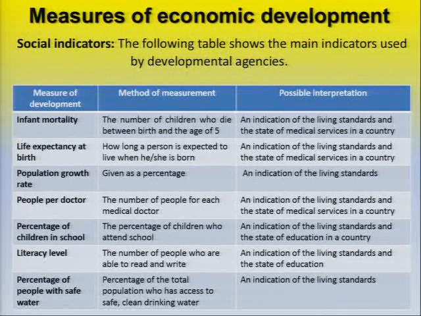First column, we've got measures of development. Second column, method of measurement. The last column, possible interpretation. Now let's look at the first one, infant mortality.